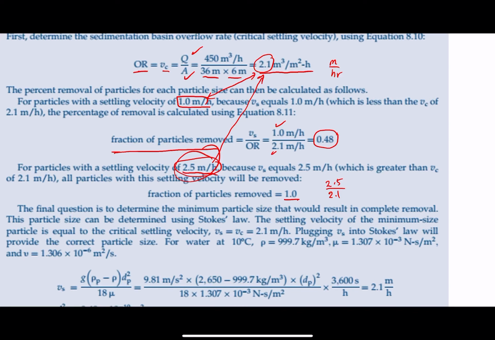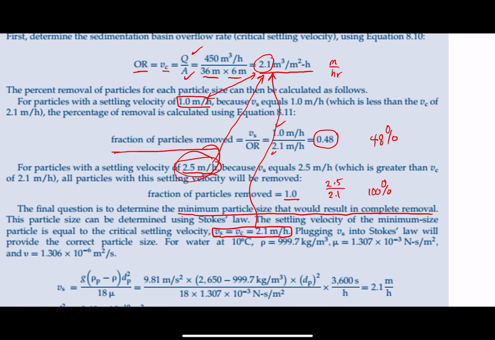Okay, 100% of these particles will be removed. And here, 48%. The rest will be going to the next tank. What else does he need? He also needs to find out the minimum particle size that will result in a complete removal. To have a complete removal, Vs has to be equal to 2.1, which is the overflow rate. We should plug it into Stokes' law and check the diameter.